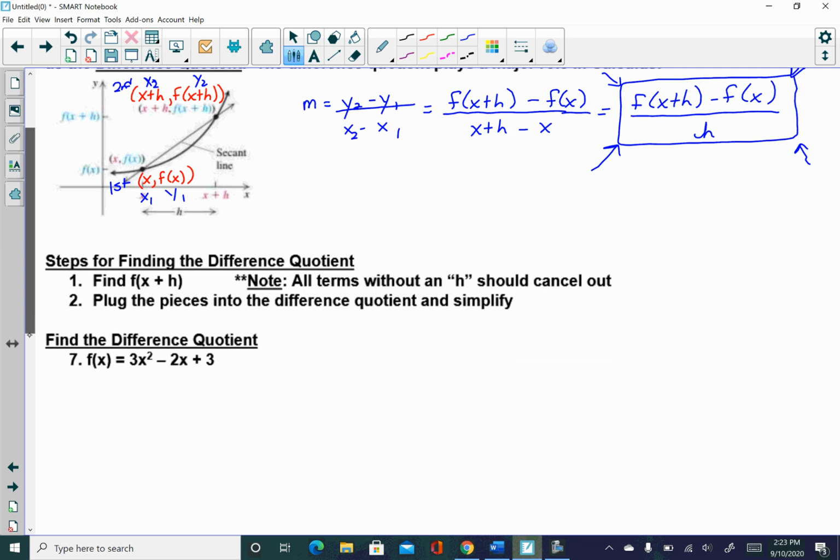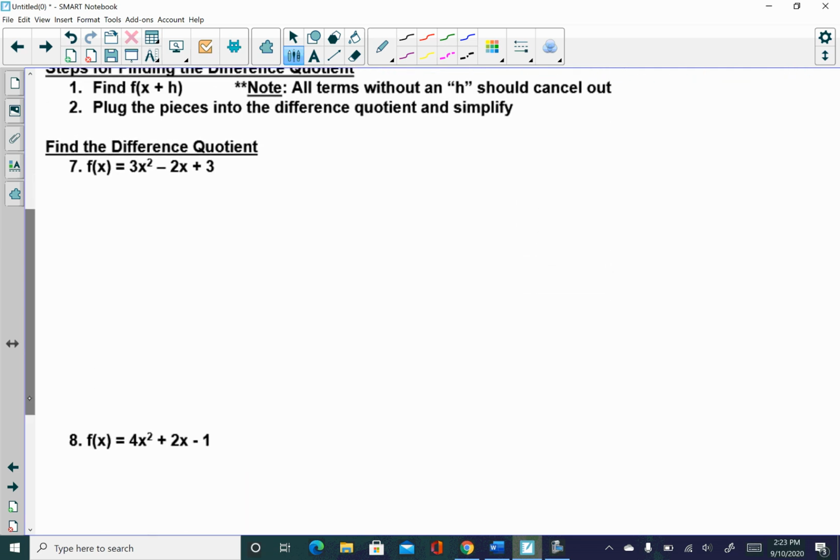All right, so we'll come on down here then and look at the first example. Find the difference quotient. F of x equals 3x squared minus 2x plus 3. Ultimate goal is we're finding, let me give myself a little bit more room, f of x plus h minus f of x, all divided by h. Okay, so as the directions say, first thing you find is f of x plus h.